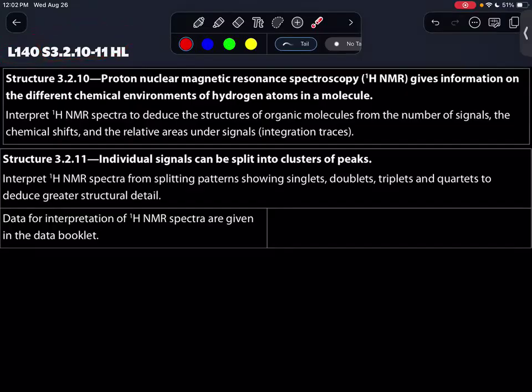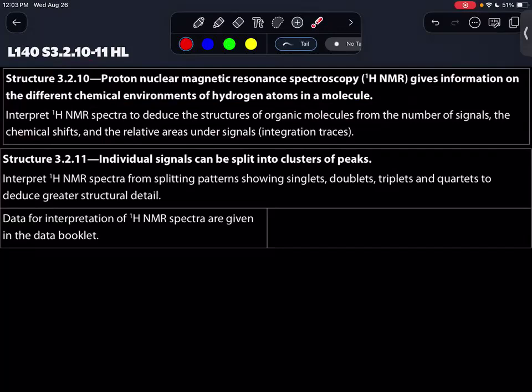These are HL topics. In 3.2.10, we're going to look at proton nuclear magnetic resonance spectroscopy, or HNMR, the one referring to the mass of the hydrogen proton, which gives information on the different chemical environments of hydrogen atoms in a molecule. So we'll interpret HNMR spectra to deduce the structures of organic molecules from the number of signals, the chemical shifts, and the relative areas under the signals, represented by integration traces.